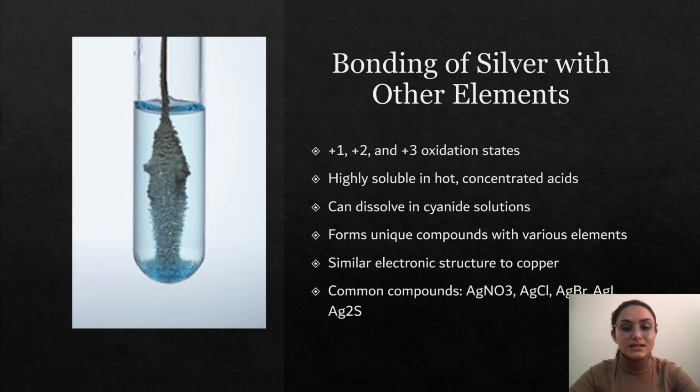Due to its distinctive chemical properties, silver can form unique compounds with various elements despite sharing a similar electronic structure with copper. Some common compounds formed with silver include silver nitrate, silver chloride, silver bromide, silver iodide, and silver sulfide.